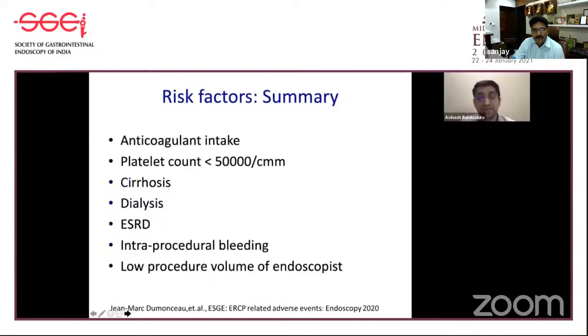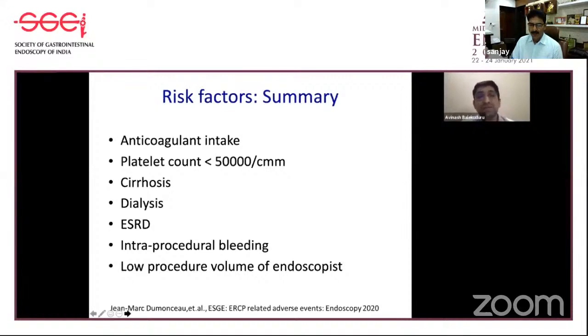To summarize the risk factors, one is the anticoagulant intake. A patient who has a platelet count less than 50,000, which can happen in cholangitis indications. At that time, we may think about decompressing the duct rather than doing a definitive procedure. Patients who tend to have a bleeding diathesis, either in the form of cirrhosis, or end-stage renal disease requiring dialysis.